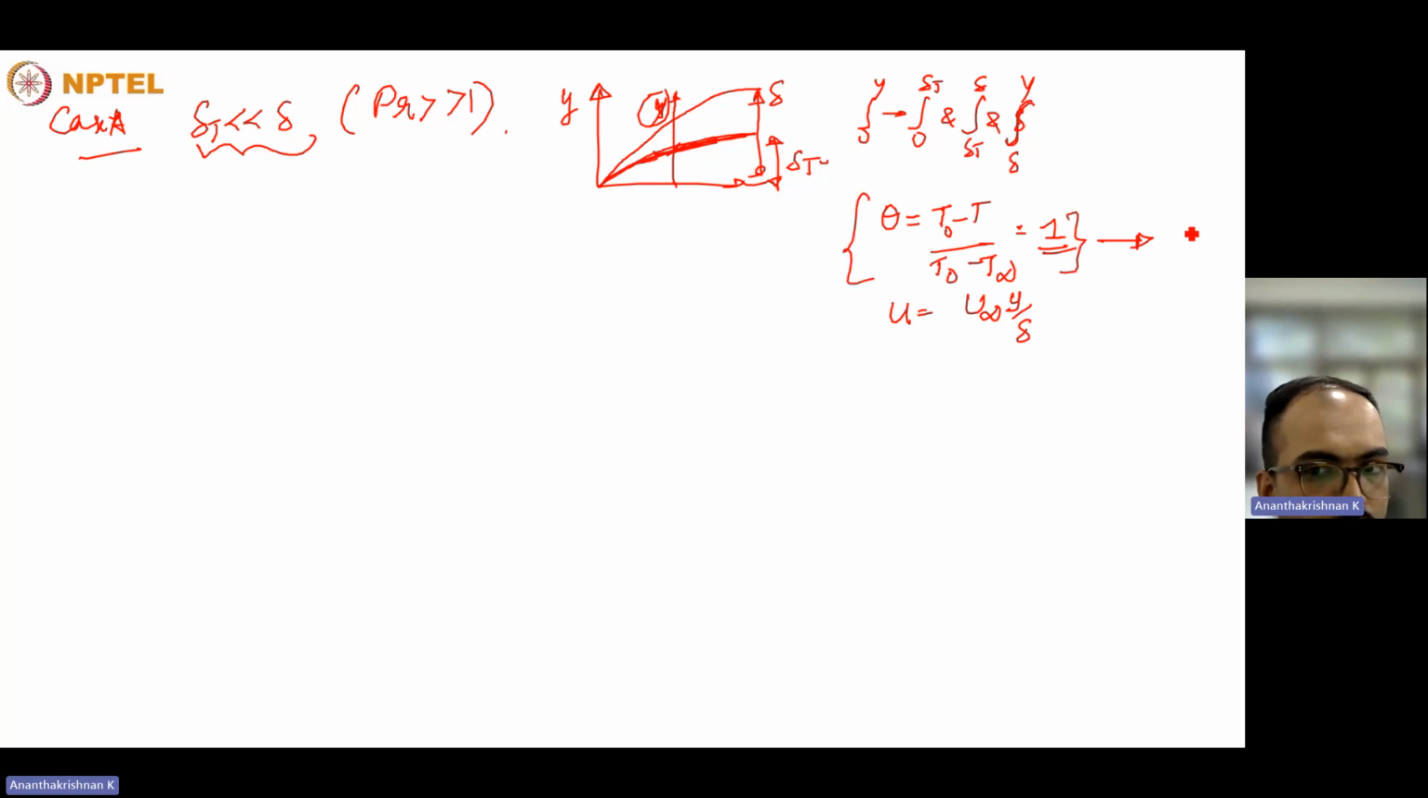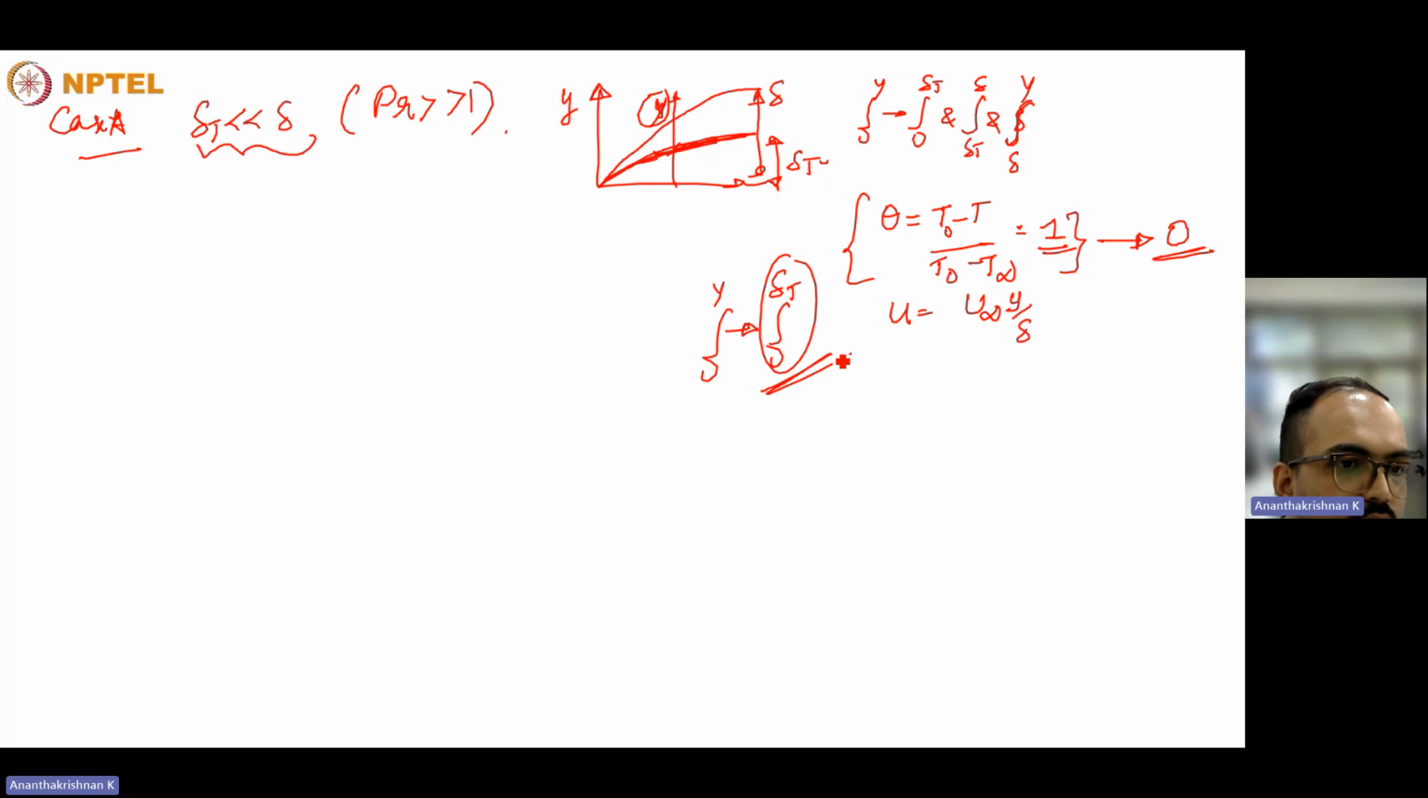When theta is equal to 1, the left hand side value U into (T infinity minus T), when T is equal to T infinity, will be equal to 0. So the energy equation left hand side value will be equal to 0. So it only stays from 0 to y, which will become 0 to delta T in this case. So within the delta T, the variation of U will be U infinity y divided by delta T. Beyond that value, T will be equal to T infinity, and the energy equation reduces to 0 on the left hand side.